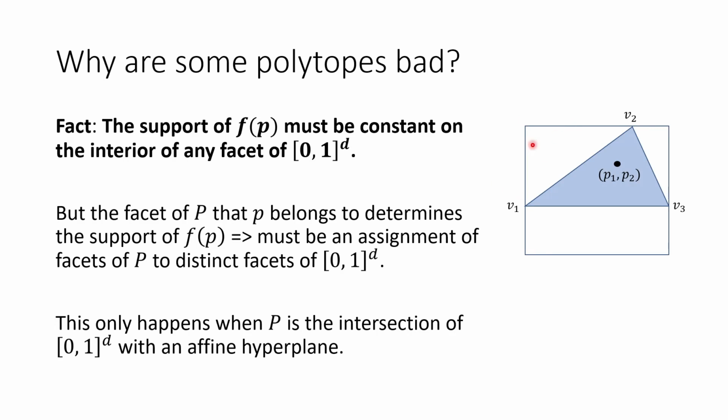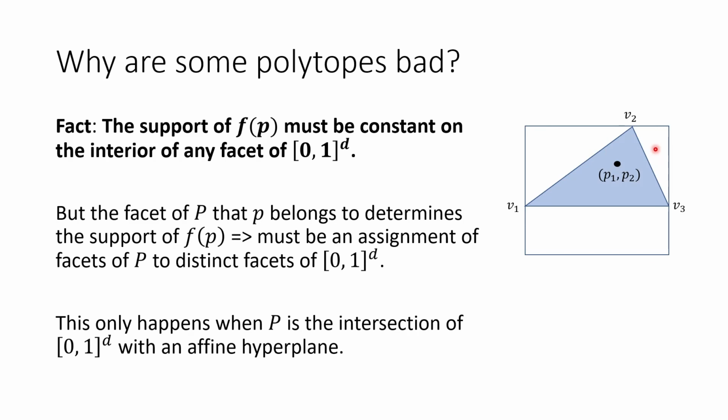But in addition to looking at the facets of the square, we can also look at the facets of P. And the facets of P determine the support of f of p. For example, if you lie within the interior of the segment connecting v1 and v2, you have to output v1 with some positive probability, and you have to output v2 with some positive probability, and moreover, you have to output v3 with 0 probability. So if you combine these two facts, you can show that there has to be a unique assignment of facets of P to distinct facets of [0,1]^d.